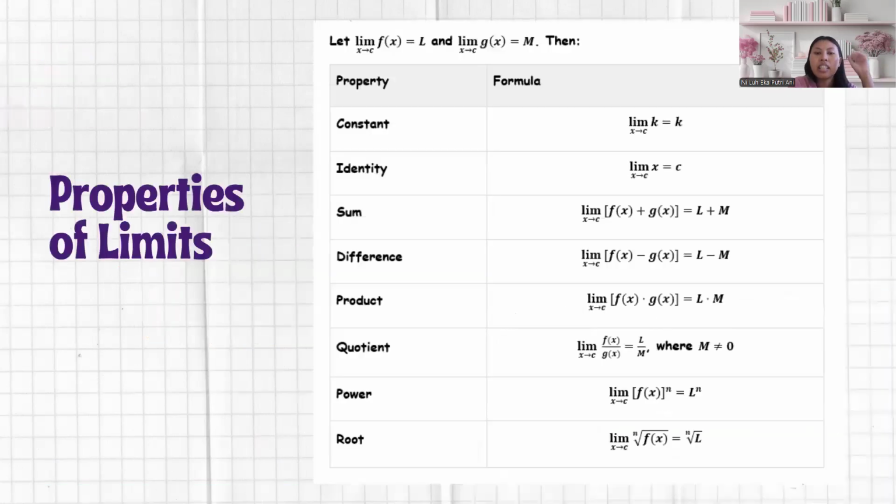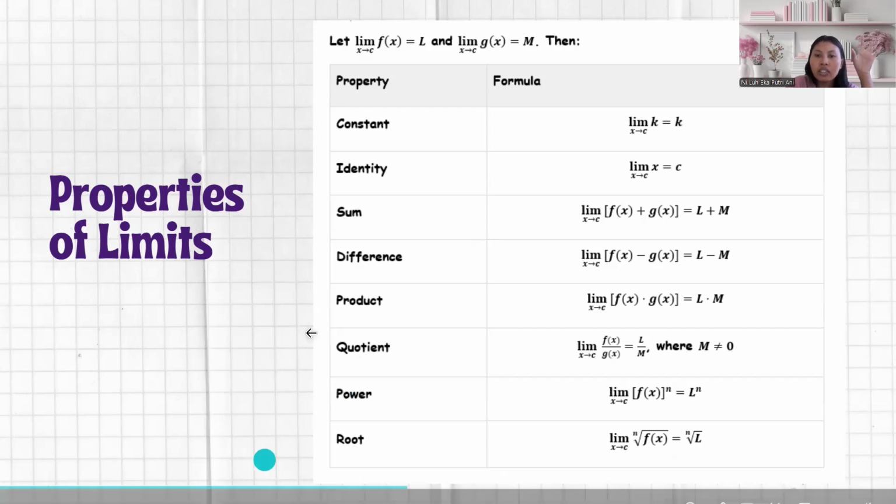And next, let's move on to the properties of limits. Let the limit of f(x) as x approaches c be L, and the limit of g(x) as x approaches c be M. Then we have the constant formula: the limit of k as x approaches c is equal to k. Then we also have the identity formula: the limit of x as x approaches c is equal to c, and so on. You can read this.